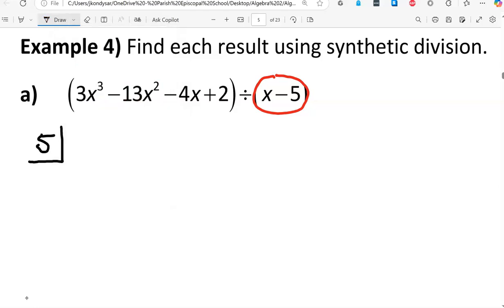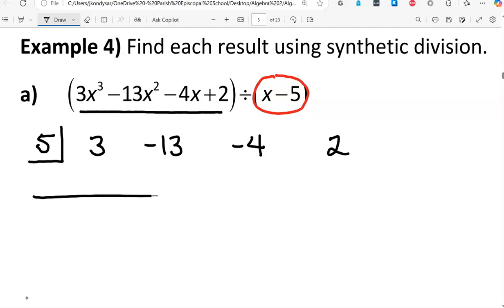The next thing that we're going to do is take the coefficients of the dividend. That's the expression that's being divided, and we're going to write them right next to the box. So 3x to the third, negative 13x squared, leave a little space in between, negative 4x, and 2. So we're leaving out the variables, we're just writing the coefficients, and our terms need to be written in descending powers. So the cubic term first, the squared term second, the linear term, or x to the 1 term, next, and constant term last.